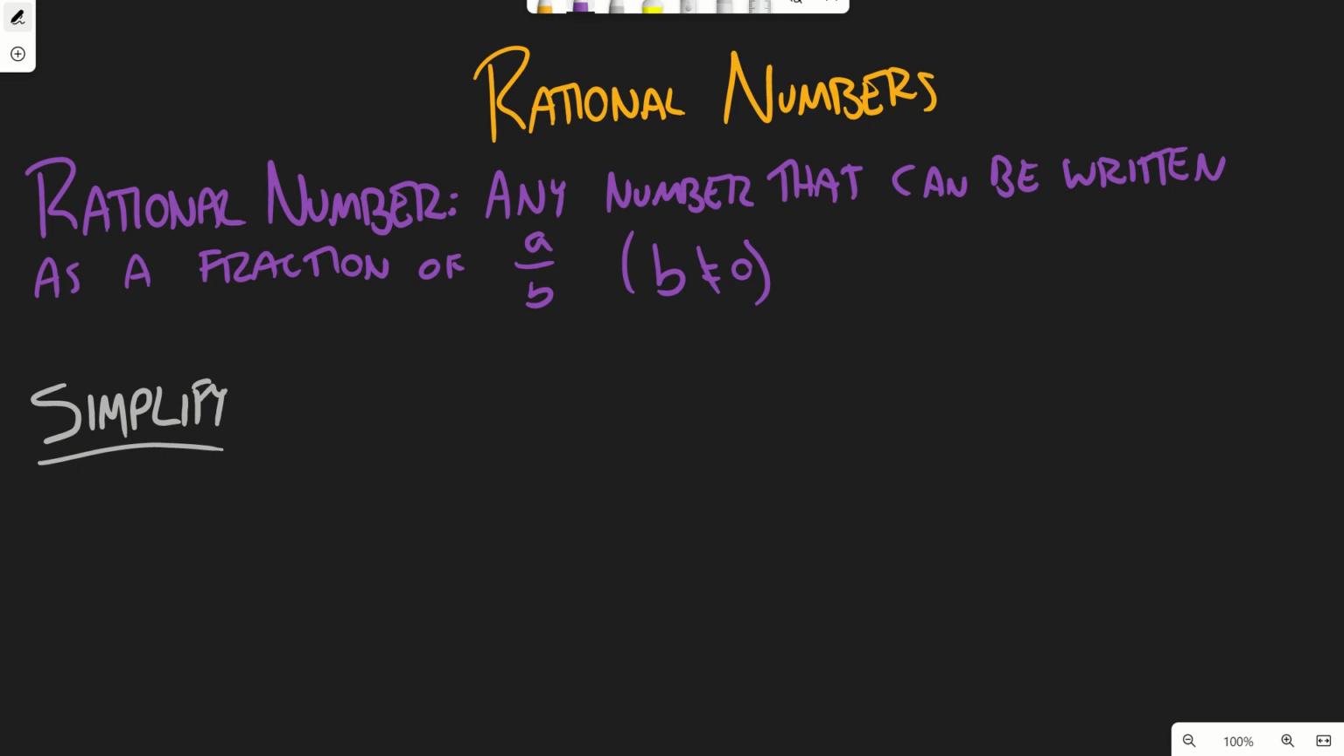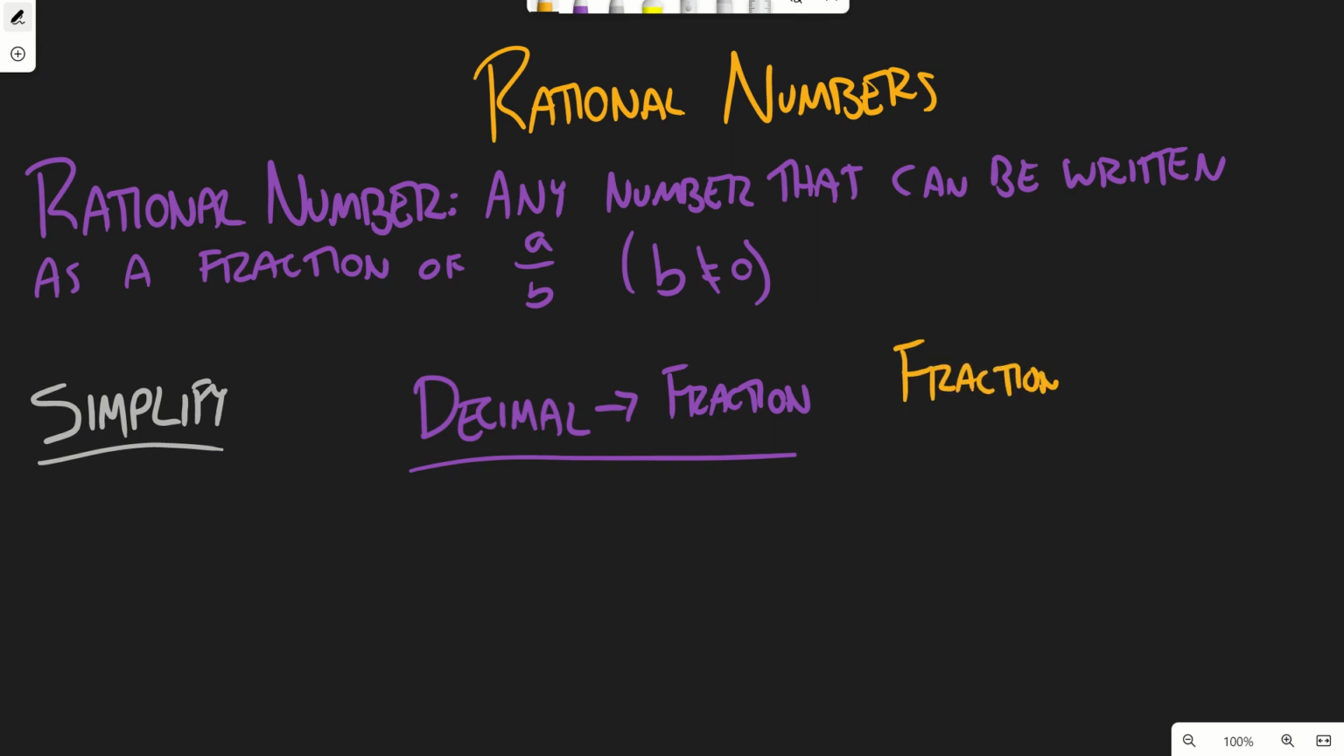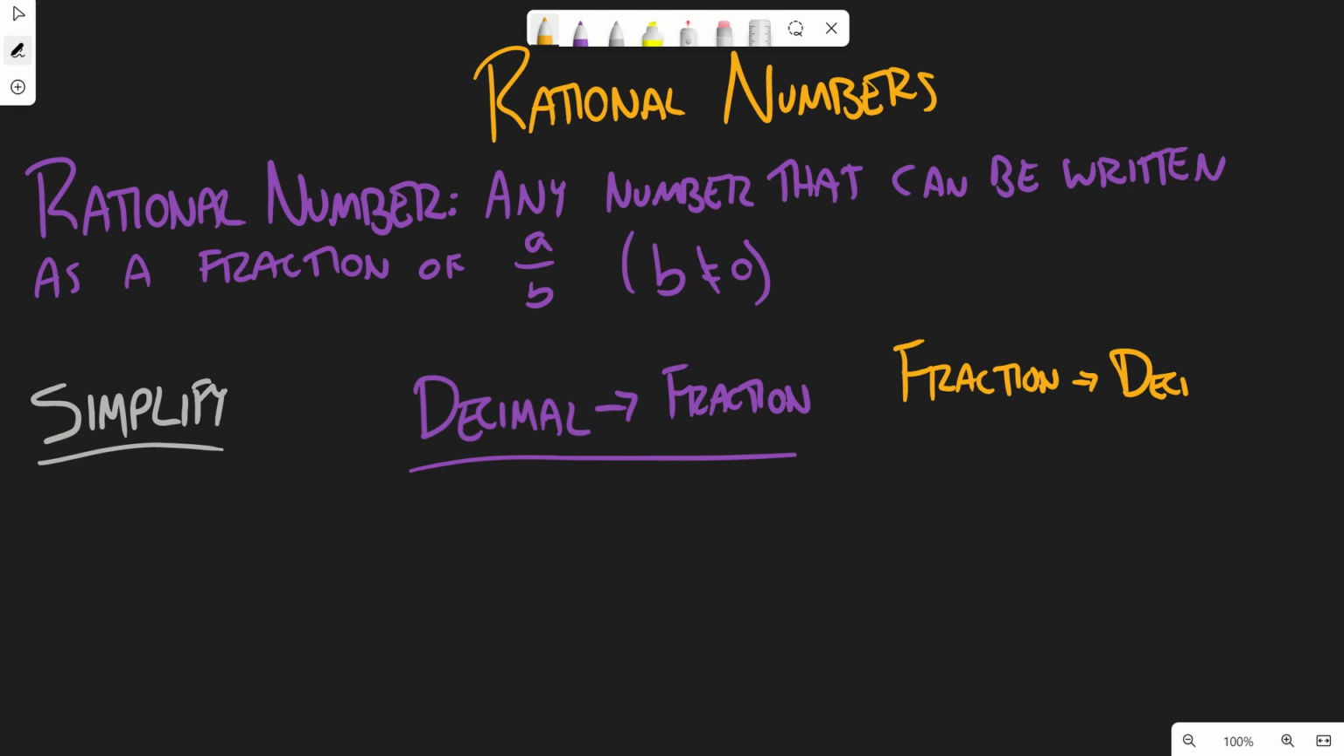Second thing we want to do today is go from a decimal to a fraction. And the last thing we want to do today is go from a fraction to a decimal. Those are the three goals we have today: simplify fractions, go from a decimal to a fraction, and go from a fraction to a decimal.